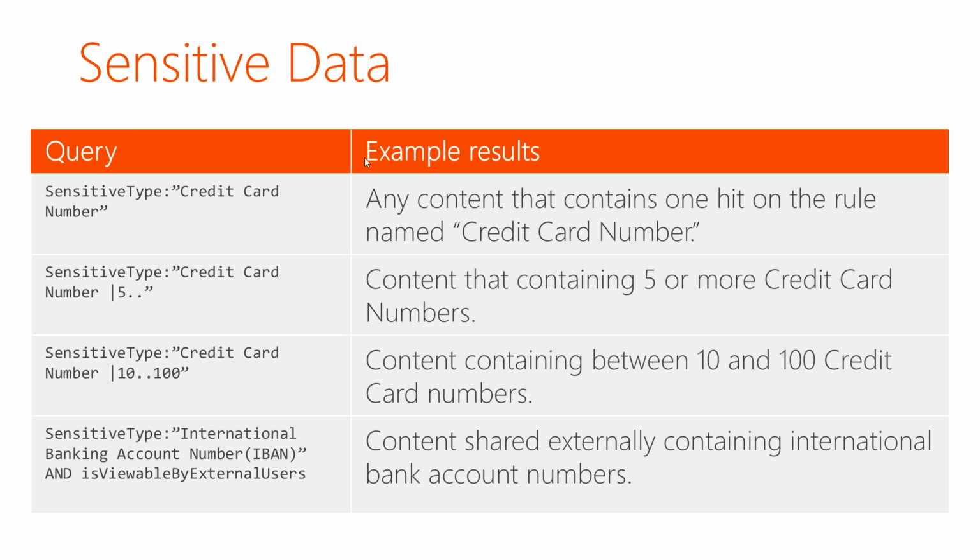So as an example, find me any content that contains a credit card number, or any content that contains 5 or more credit card numbers, or content that contains between 10 and 100 credit card numbers, or just as another example, show me any content that has an international banking account number that is also visible by external users.